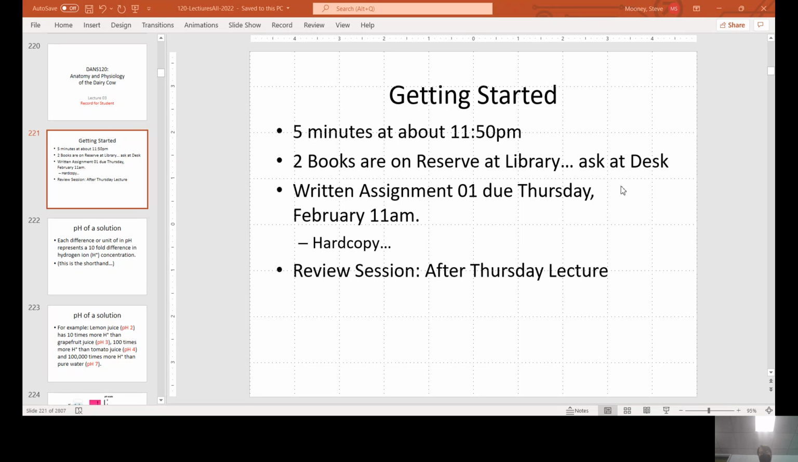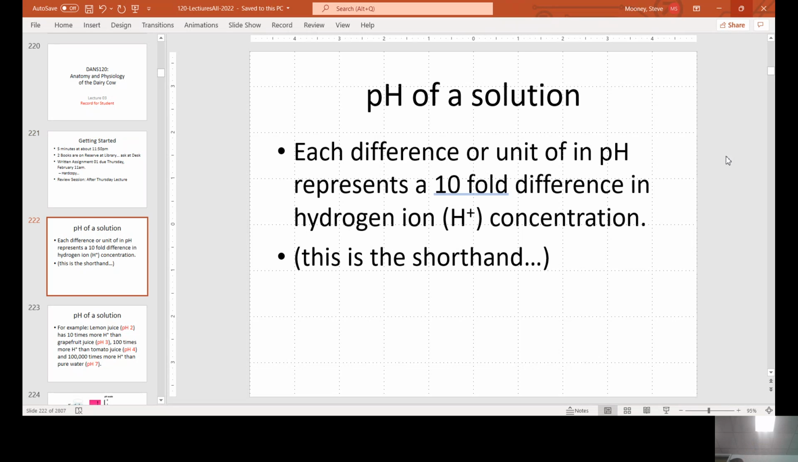So last time, we talked about the pH of a solution. The measurement of pH, the 1 through 14 numbers, is a shorthand for measuring the concentration of hydrogen ions. As we step through the pH numbers, from 1 to 2, 3 to 4, 4 to 5, each time we move those numbers, we change the concentration, or the amount, of hydrogen ions in solution by a tenfold amount. So instead of writing out 10 to the minus 7, we just say 7.